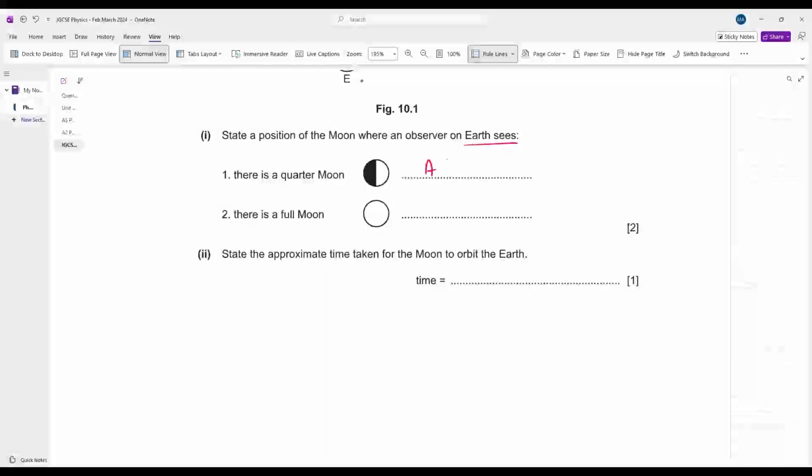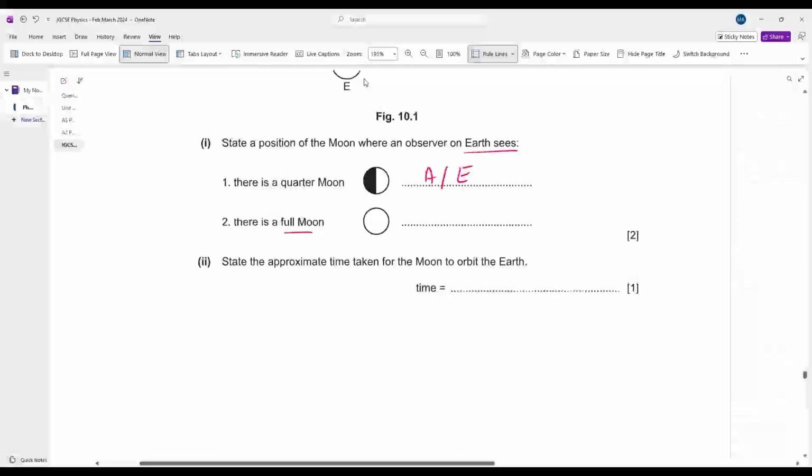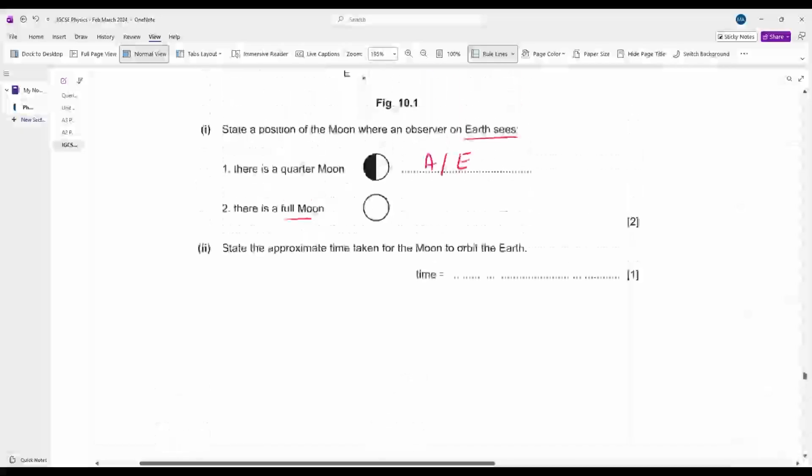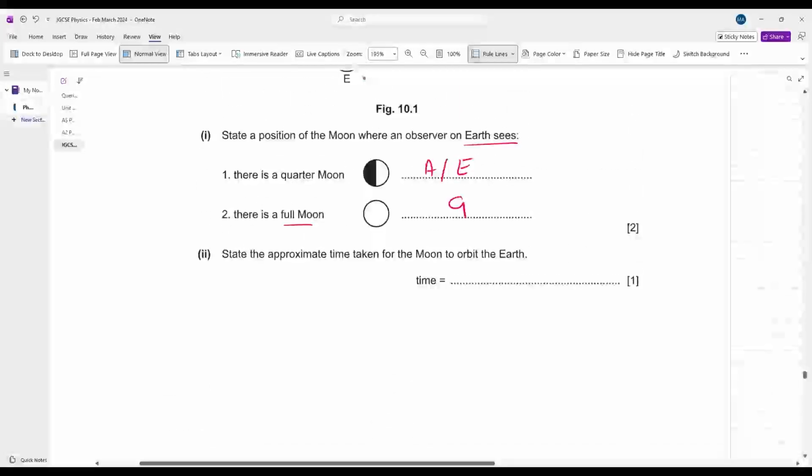तो दोनों लिख देते हैं just to be over efficient. The observer sees a full moon. Full moon कब दिखेगा? When you are exactly opposite to the sun. G is your answer. State the approximate time taken for the moon to orbit the earth. 28 days.